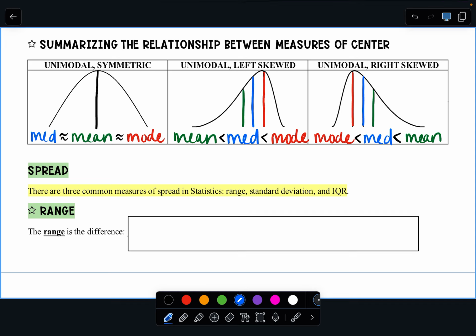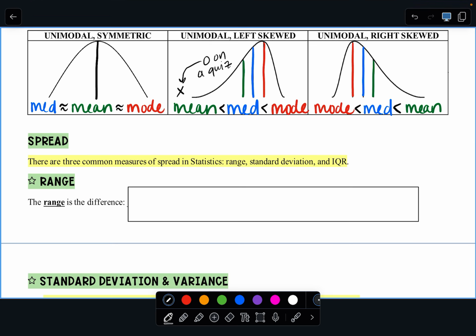Now for the others, here's where I pull in my real world examples. If I'm taking the class average and I have a student who gets a 0 on a quiz, I'm going to see what everybody got. That 0 is going to bring the mean down. So the mean is going to decrease because that 0 was affecting it, which is why the mean is less than the median. The mode ends up being bigger just with the nature of a skewed distribution, but the mean and median relationship is what is most important.